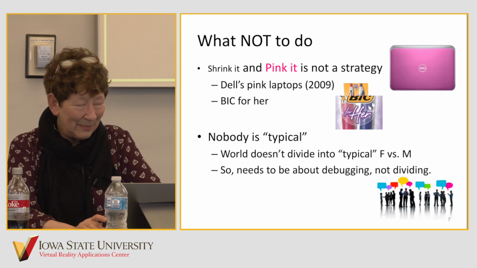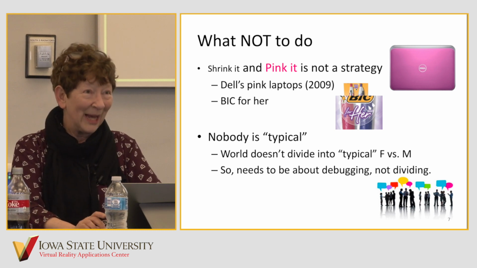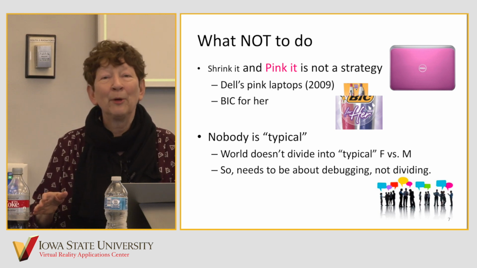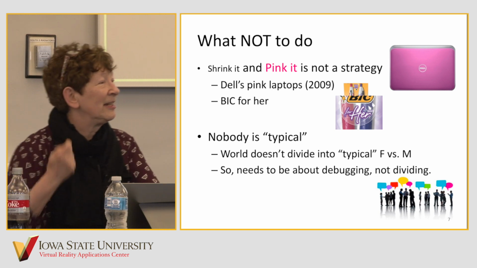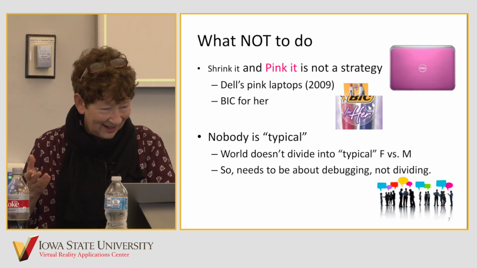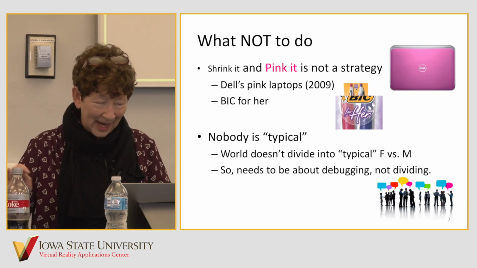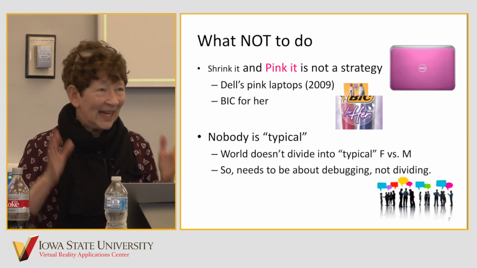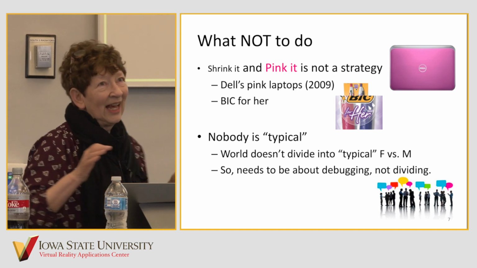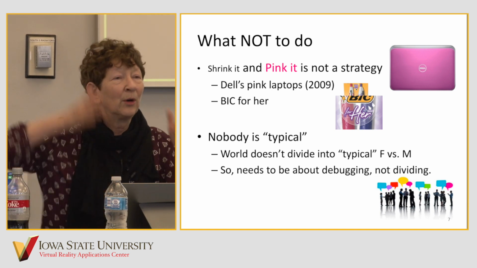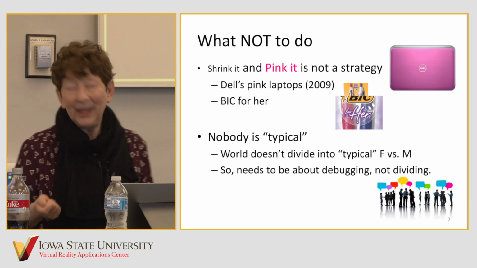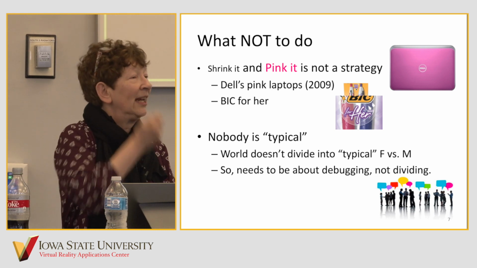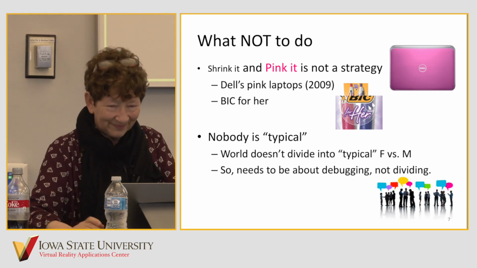And one of the many things that makes them bad ideas is that the world just doesn't divide into typical people. There aren't any typical women, and there aren't any typical men, and there are more than two genders for that matter. And furthermore, people change situationally. So what we can't do is solve a problem like lack of gender inclusivity by dividing the world into piles of people. It can't be about dividing. It's got to be about debugging, about taking down bias bugs one at a time.